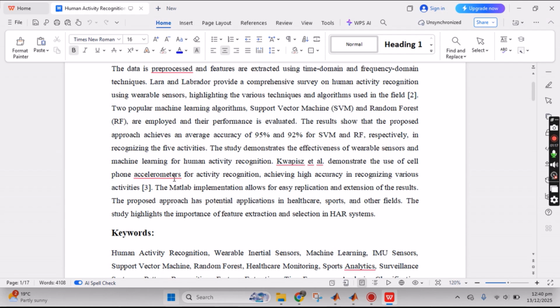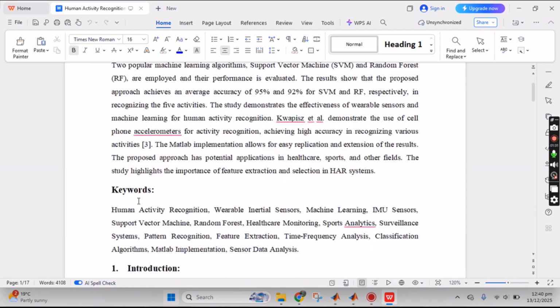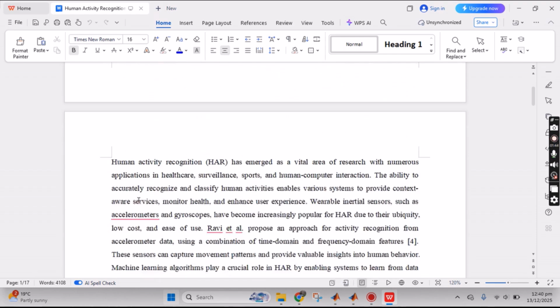So the results are that the approach achieves an average accuracy of 95% and 92% for the SVM and the RF respectively. The MATLAB implementation allows easy replication and extension of the results, which proposes the approach as potential for applications in healthcare and sports accordingly.